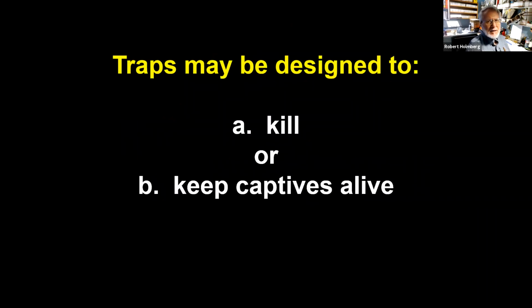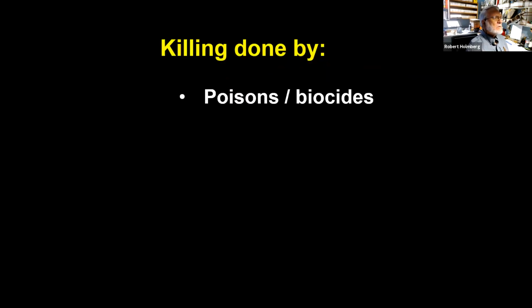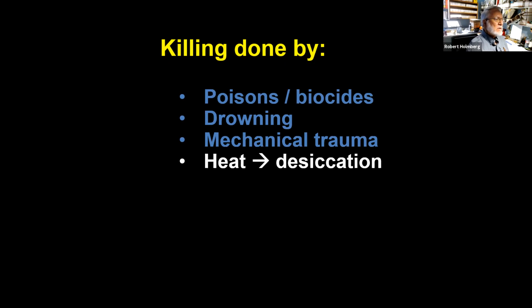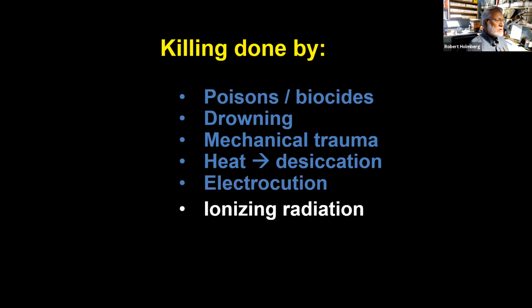So traps can be designed to kill the organisms they collect or to keep them alive. Killing can be done in various ways. There are poisons, or what I call biocides. They can be drowned. They can have mechanical trauma like a snap trap. They can use heat that goes for desiccation. Also, you could use cold in the same way, but that would be unusual. A few of them use electrocution, and a few of them use ionizing radiation.